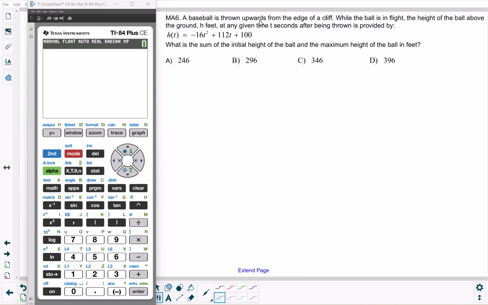A baseball is thrown upwards from the edge of a cliff. While the ball is in flight, the height of the ball above the ground, h feet, at any given time, t seconds, after being thrown is provided by this equation right here. We're asked to find the sum of the initial height of the ball and the maximum height of the ball in feet.